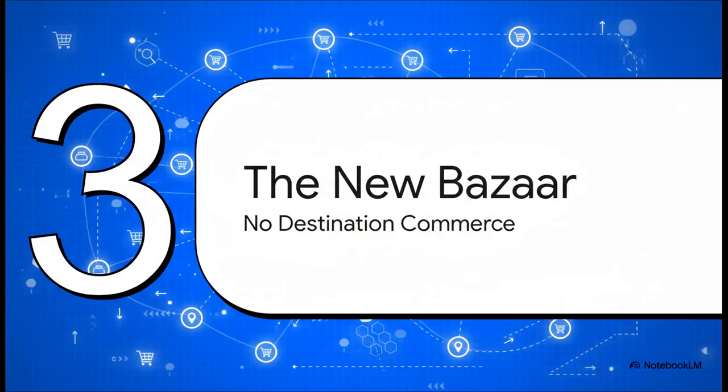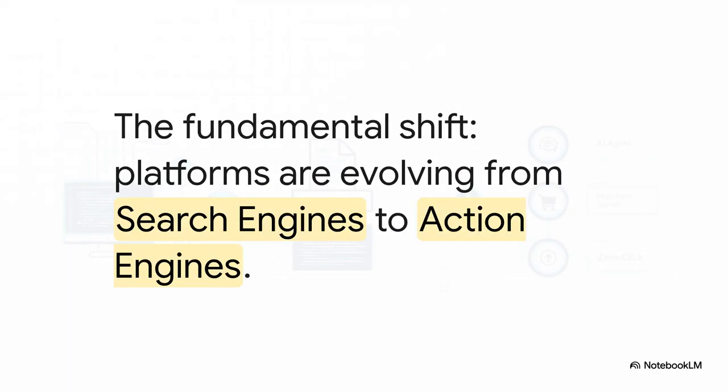So let's zoom all the way back out. What does this all really mean for the future of the marketplace? What we're witnessing is the rise of a totally new kind of bazaar, one where commerce happens literally everywhere, without any single destination. The fundamental shift is this. Platforms like Google are evolving from being search engines, which just help you find information, into action engines, which help you get things done directly. They're not just directories anymore, they're becoming executors. They don't just find the pizza place, they order the pizza for you.